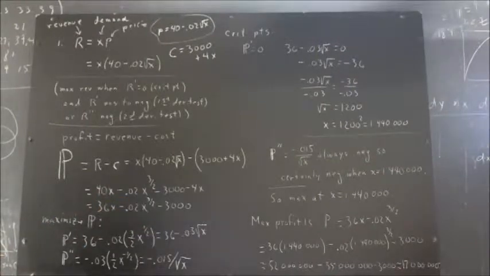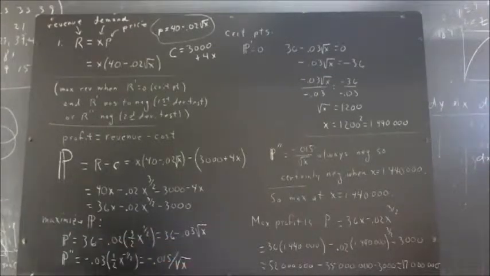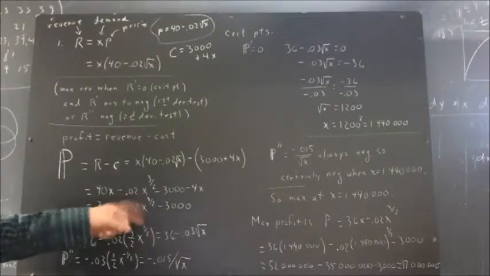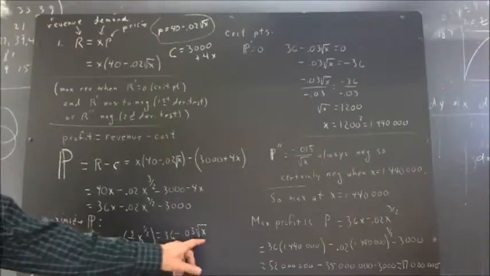Well, we maximize this just the way we maximize anything else. We take its derivative, which in this case is 36 minus 0.03 square root of x. The derivative of x to the 3 halves is 3 halves x to the 1 half, or 3 halves square root of x.